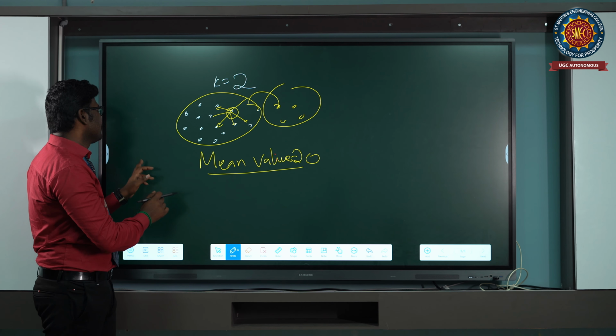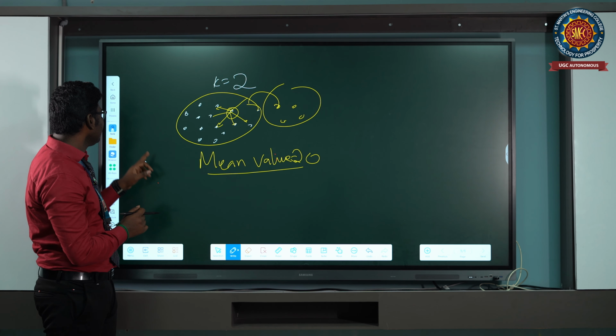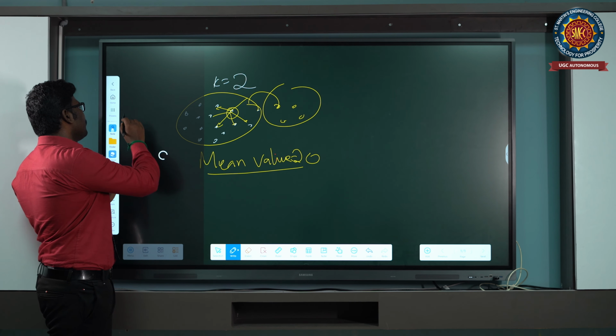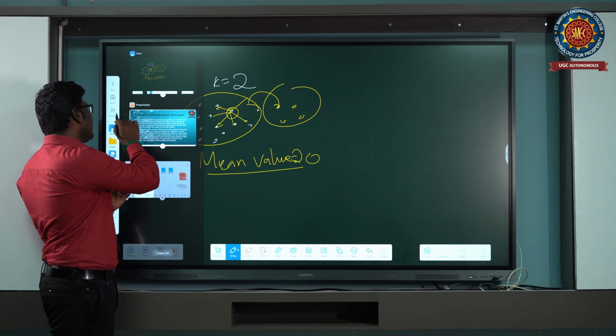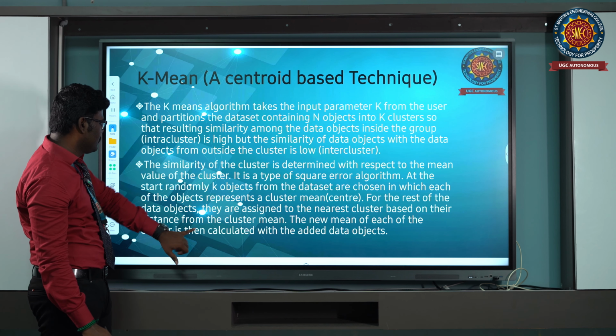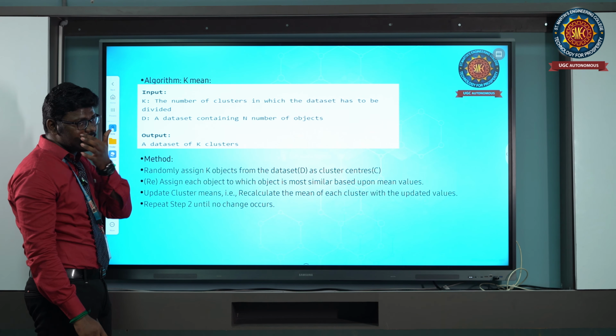This is the clustering algorithm. This is the working principle of the clustering algorithm, right? So this is the algorithm.